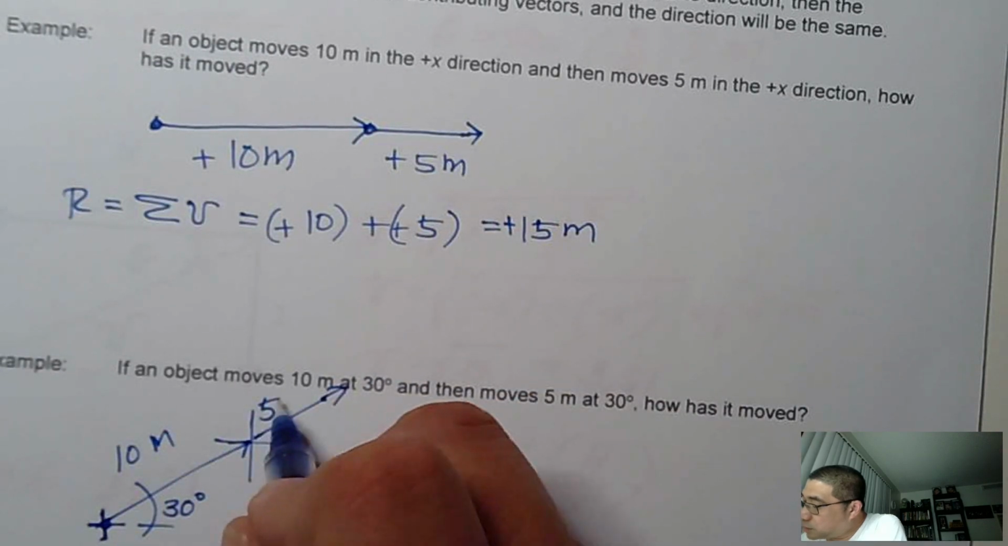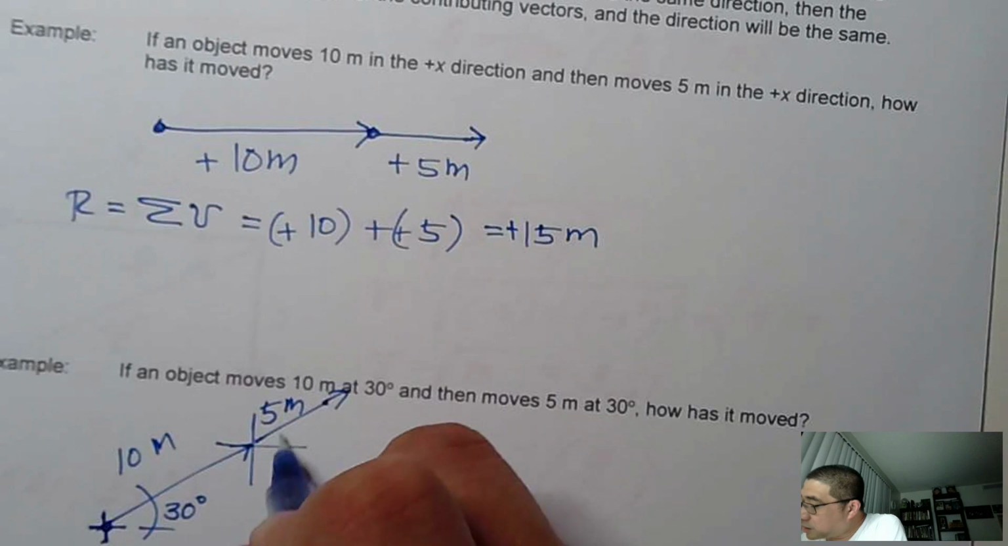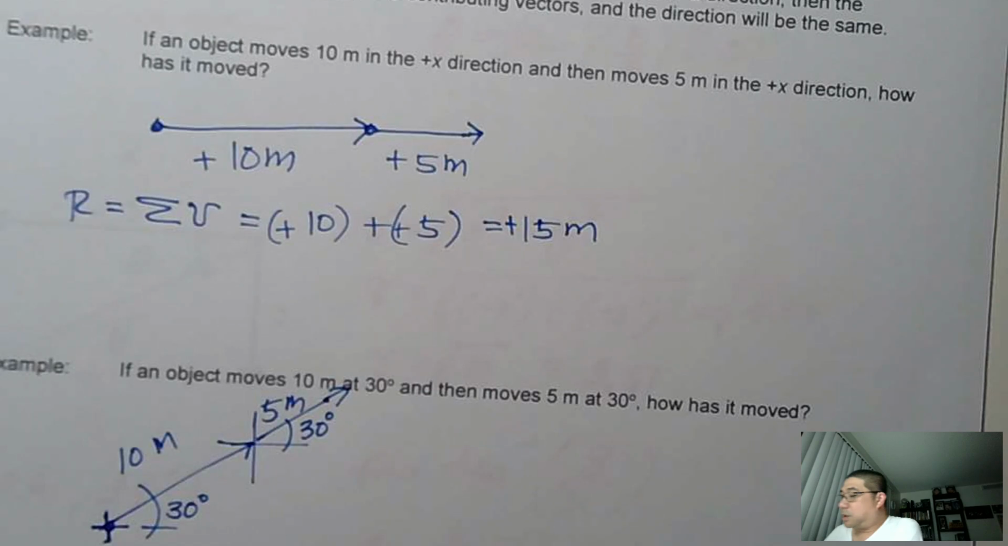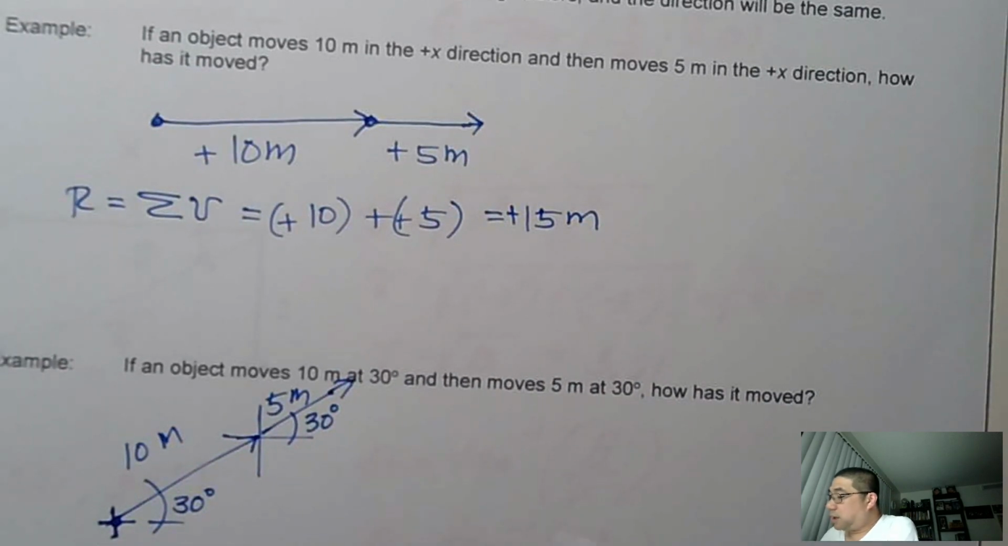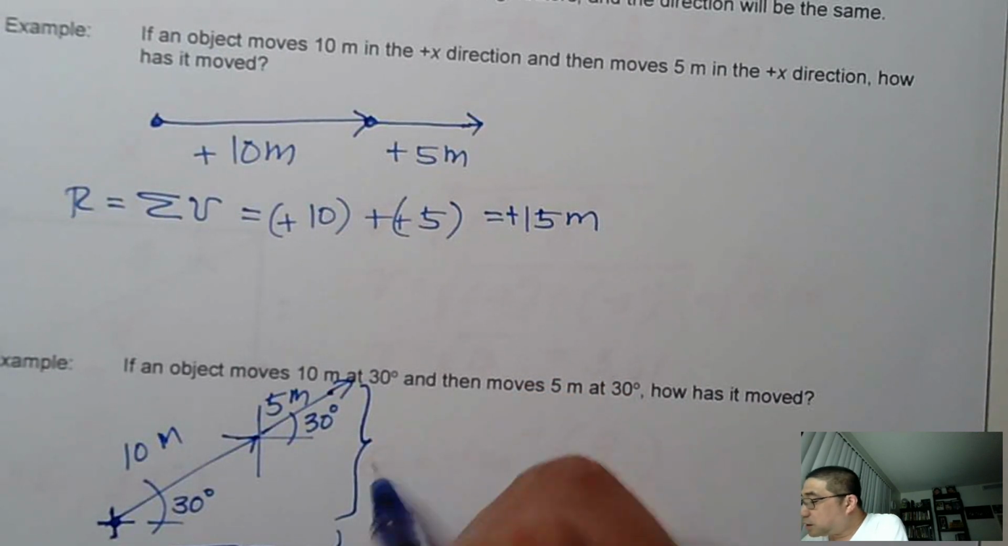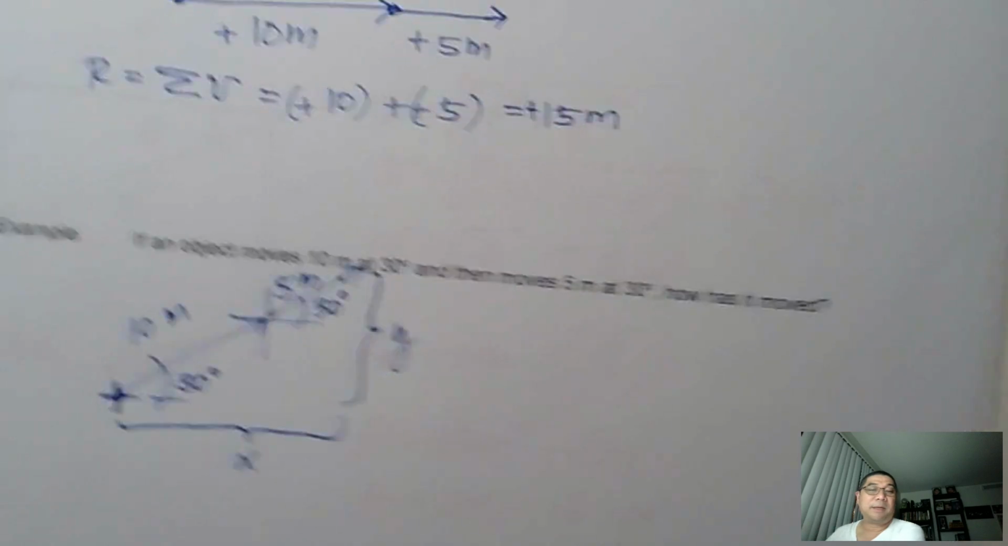So that's 5 meters at another angle of 30 degrees. Okay. Now the question is, how has it moved? So you want to figure out how far did it travel here. That's your x. How far did it travel here along your y? Okay, so x and y.